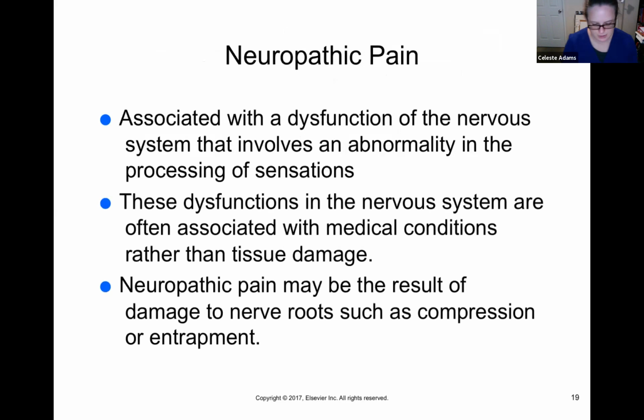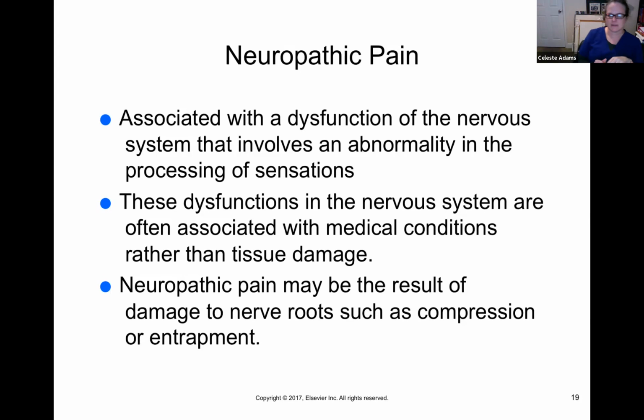Next, neuropathic pain. This is another type of pain that's associated with a dysfunction of the nervous system that involves an abnormality in the processing of sensations. So this is a pain that comes from a nervous place. It lives in the nervous system. It's some kind of dysfunction that's happening in the nervous system that's causing this pain.